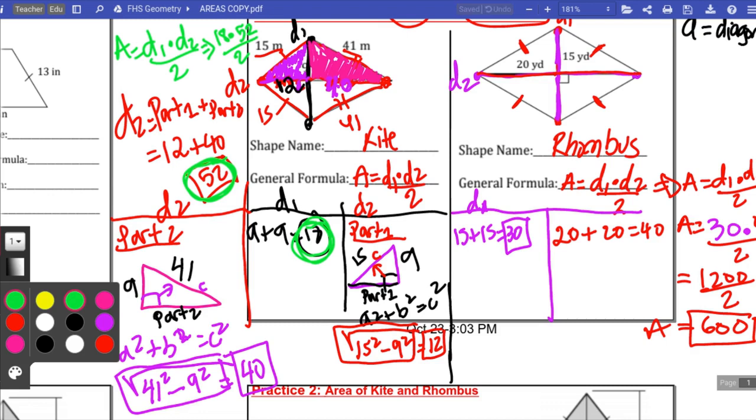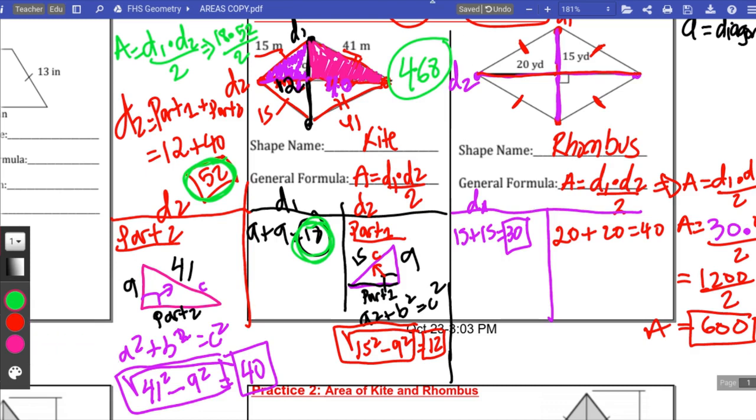I'm not sure what the answer is, so I'm going to do it right here real fast. 18 times 52 divided by 2. Your final answer is 468. All right, a little bit of work, but not bad. I want you to try the next one on your own.